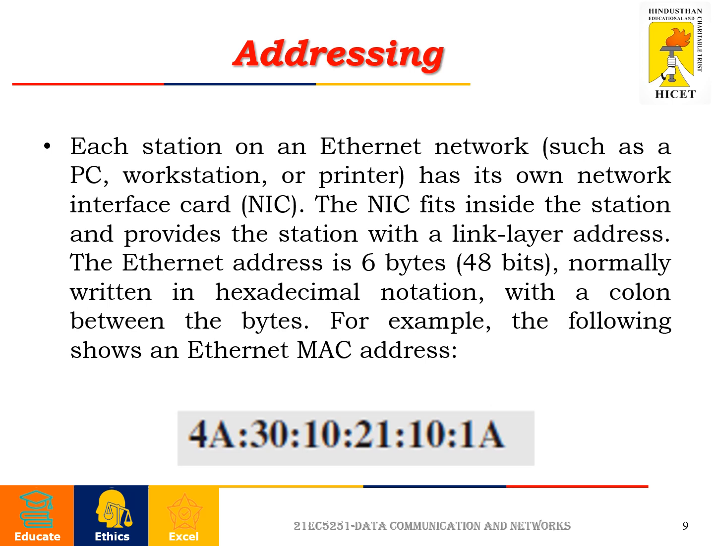The next one is addressing. Each station on the network, such as a PC, workstation, or printer, has its own network interface card. We can call it a NIC card. The NIC fits inside the station and provides the station with a link layer address. The Ethernet address is 6 bytes, that is 48 bits, normally written in hexadecimal notation with a colon between the bytes. For example, the following shows an Ethernet MAC address: 4A:30:10:21:10:1A.